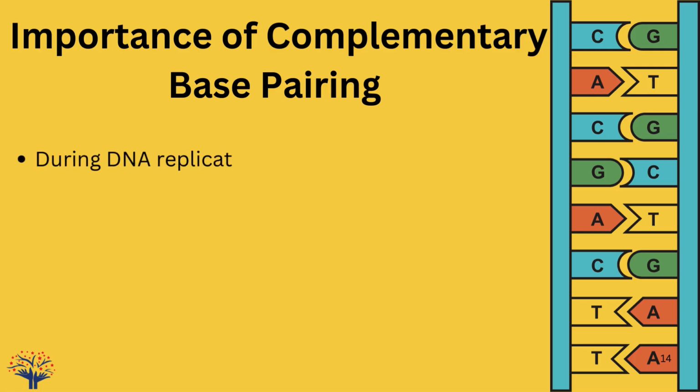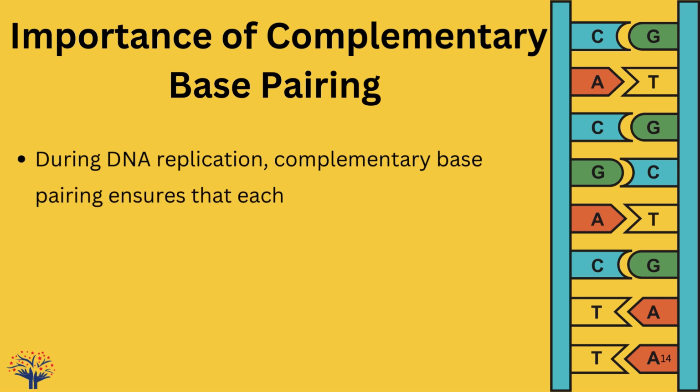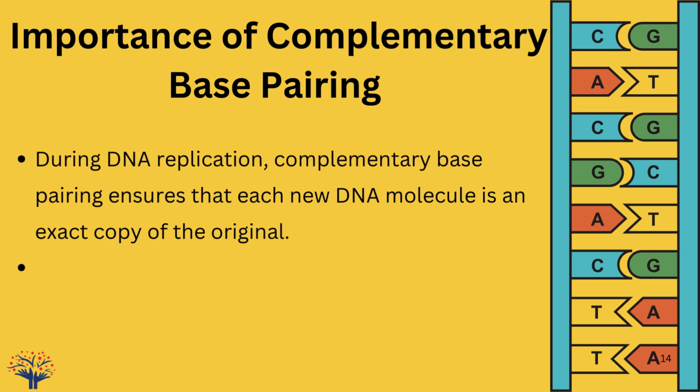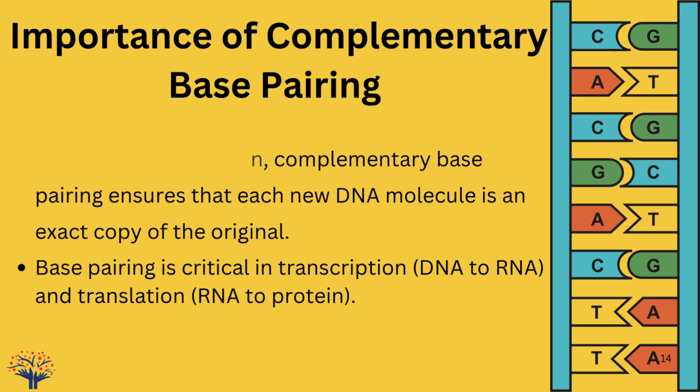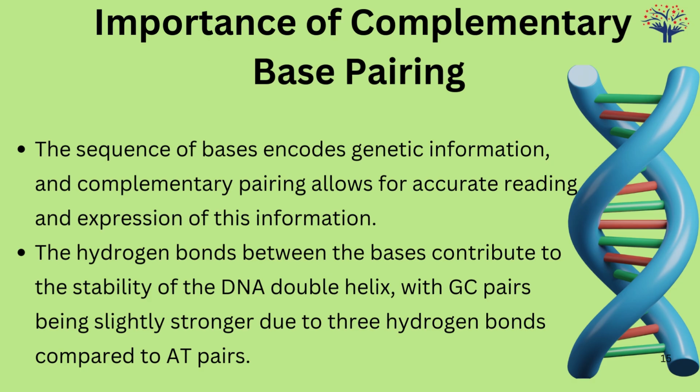Importance of complementary base pairing. During DNA replication, complementary base pairing ensures that each new DNA molecule is an exact copy of the original. Base pairing is critical in the processes of transcription, DNA to RNA, and translation, RNA to protein. The sequence of bases encodes genetic information, and complementary pairing allows for accurate reading and expression of this information.